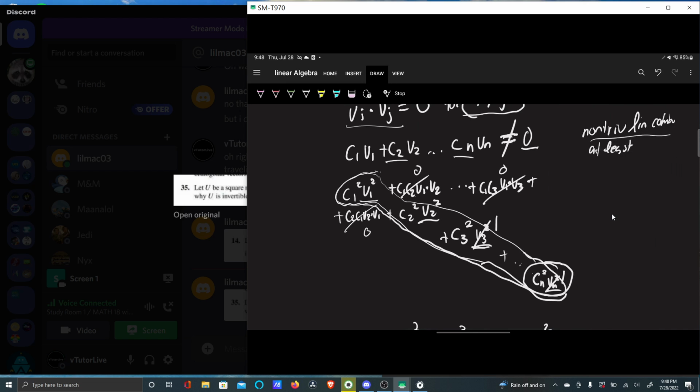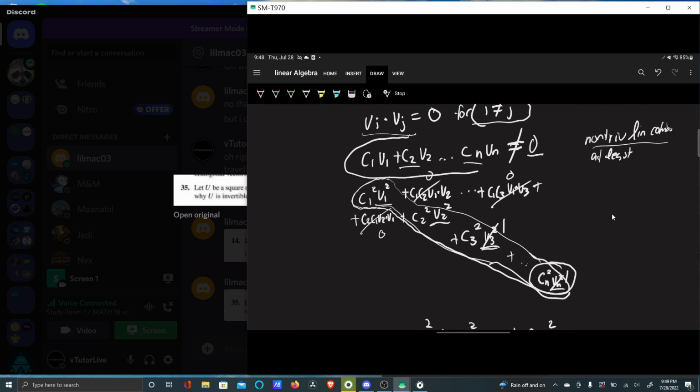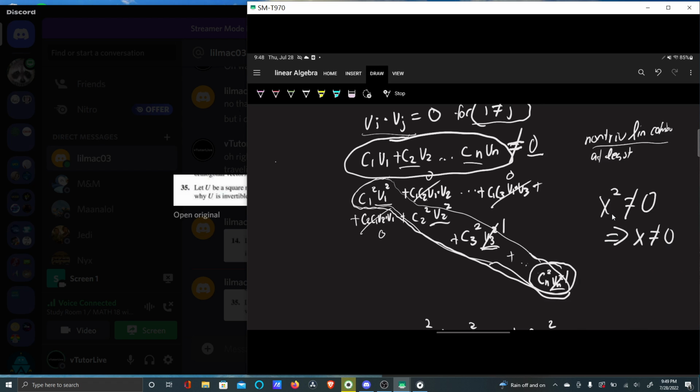And the way I'm going to do this is I'm going to say if I can prove the square of this thing is not equal to 0, then the regular version of it, the non-squared version, is also not equal to 0. Is that fair? Like x squared is not equal to 0 implies that x is not equal to 0. Is that fair? Yes. Gotcha. Okay. So I'm going to prove that this is not equal to 0.